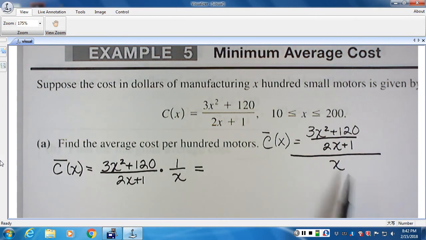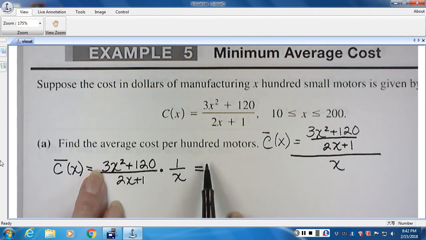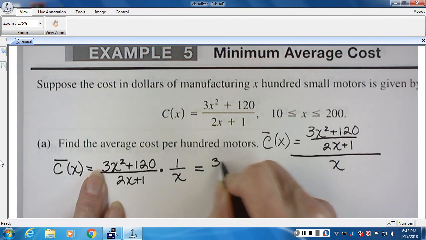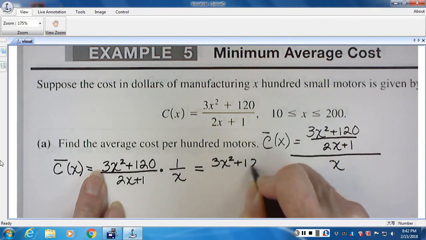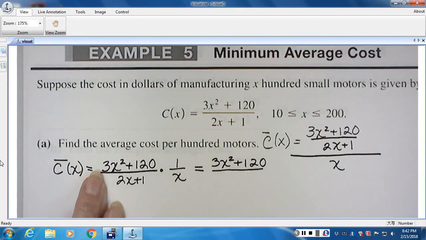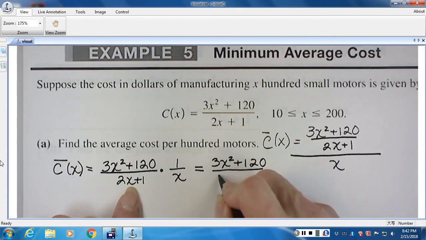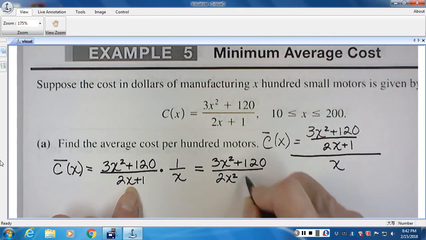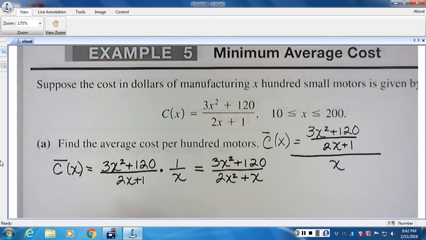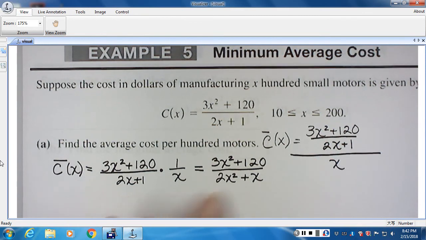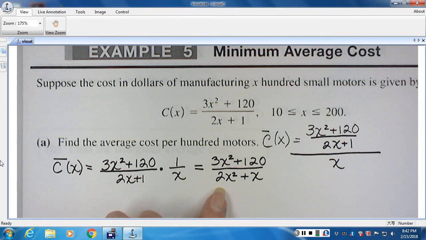So rather than dividing by x, we're going to multiply by 1 over x, just because it gives us a cleaner expression. You multiply straight across. So the numerator remains 3x squared plus 120. But the denominator becomes 2x squared plus x. Now, I could have left it factored. Then I had to do a product rule. I didn't want to do a product rule either. So I wanted to do enough simplification that I could do the least amount of work possible to get the derivative. This isn't hard to take the derivative of.